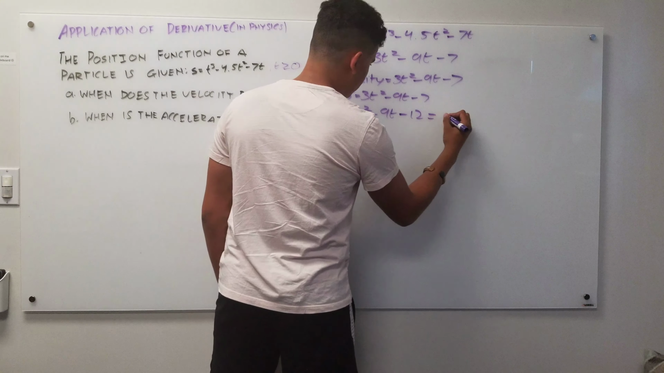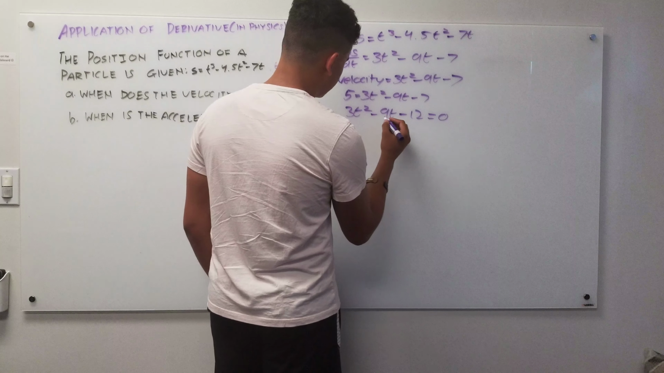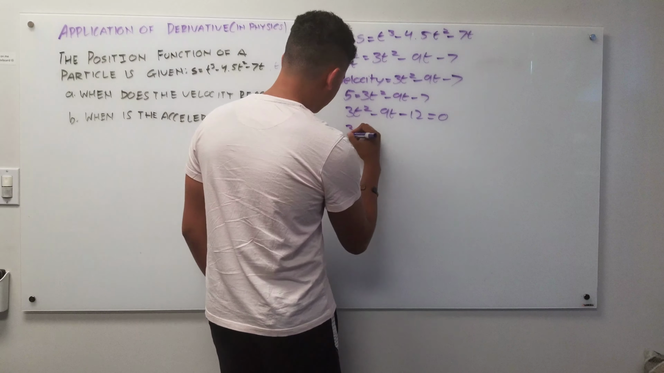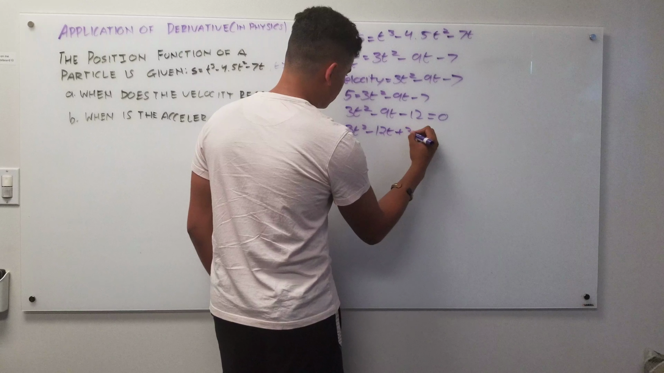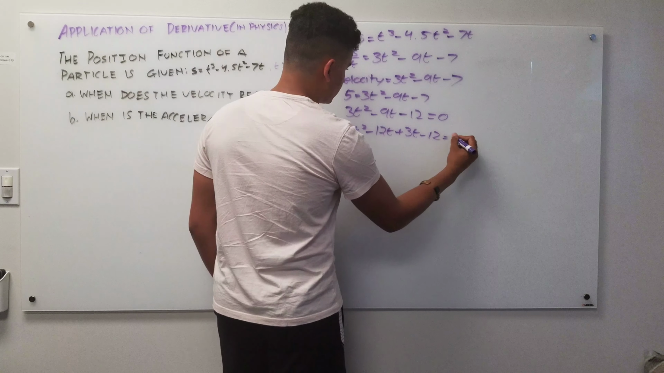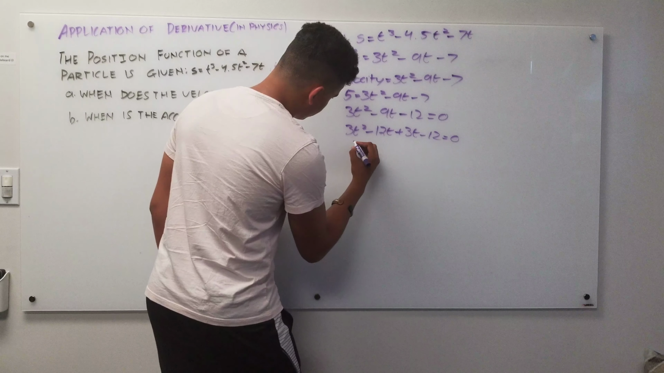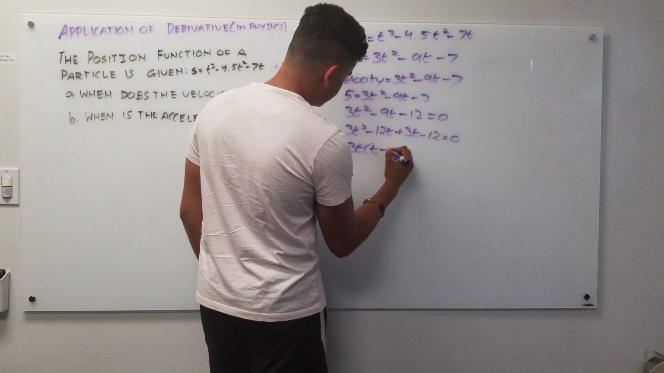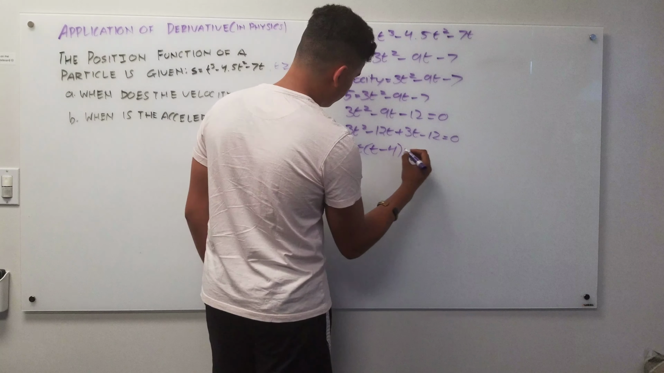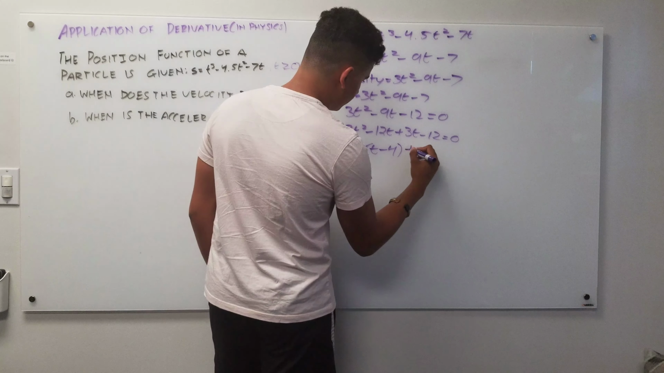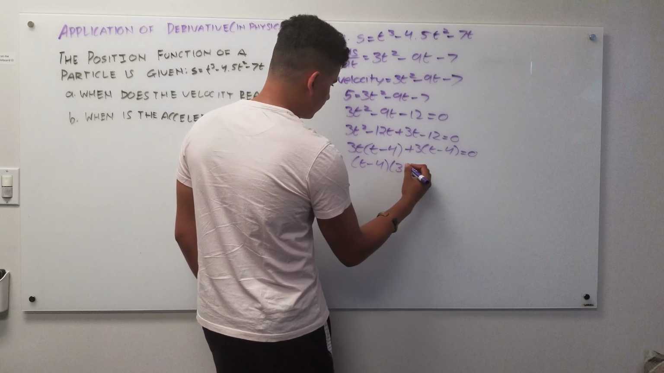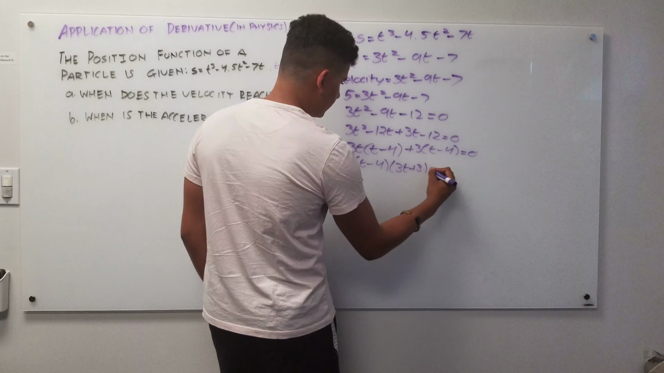We can factor this. 36 we can make 3t squared minus 12t plus 3t minus 12 equals 0. If you take 3t out, this would equal t minus 4, plus 3t minus 4 equaling 0. And we would end up with t minus 4, 3t plus 3 equaling 0.